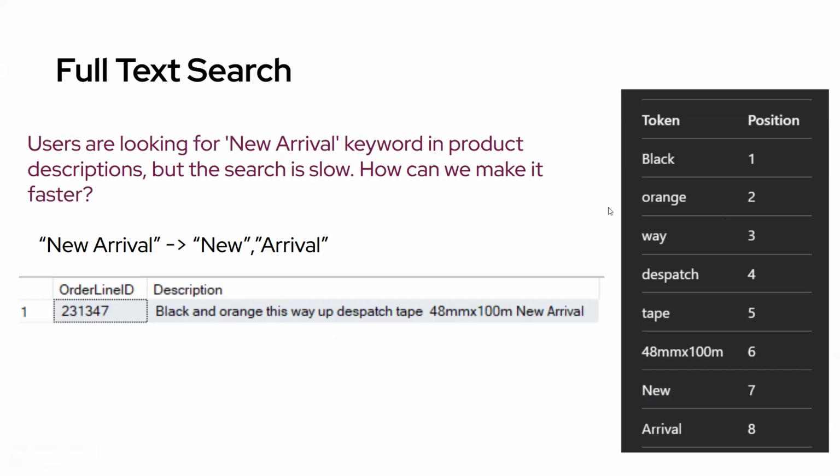So when we search for this "new arrival" phrase, it will also divide it into words, and the full text search will look for these tokens and their positions in the full text index. When it finds "new" and "arrival" against an order line ID, it will point that out, and it will also check the order of these keywords. When the order is also correct, it will retrieve the results we want.